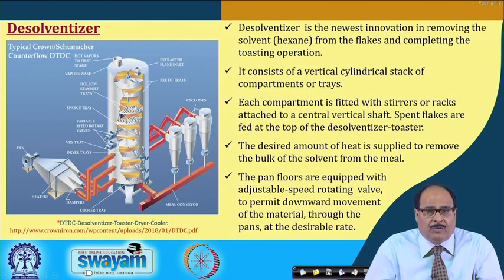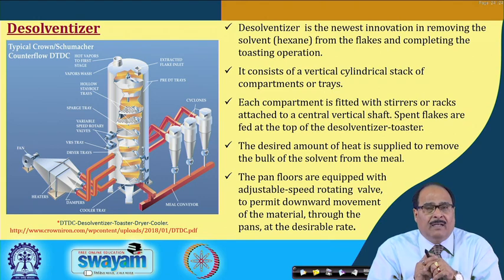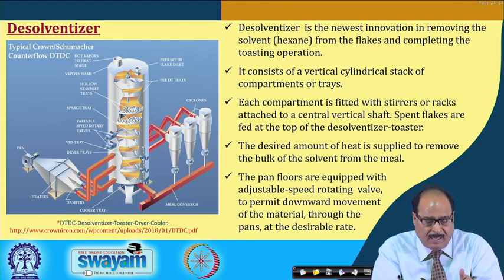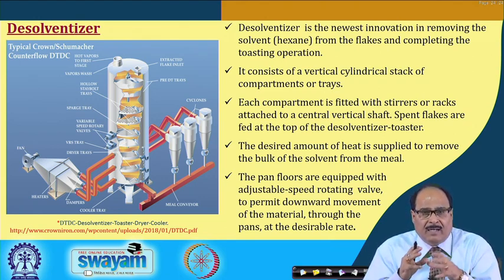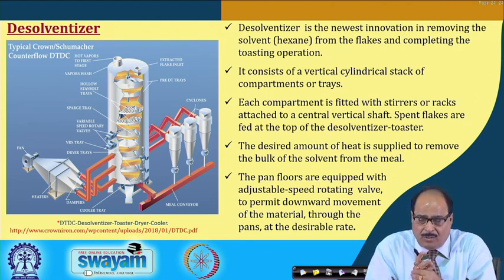So, this is one type of modern desolventizer toaster, which is especially developed, I think, for soybean oil meal desolventization. Here the solvent hexane, which is normally used for extraction of oil, is removed by this desolventizer, and then towards the last stages of the desolventizer, direct heat or superheated steam is given, and the solvent is removed. At the same time the meal is also toasted.